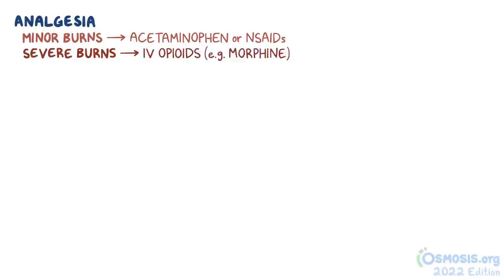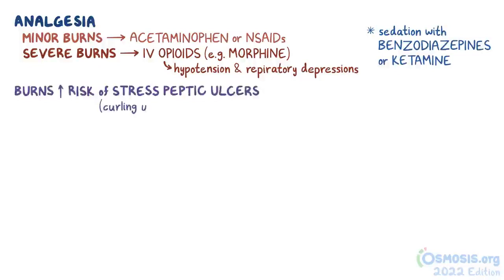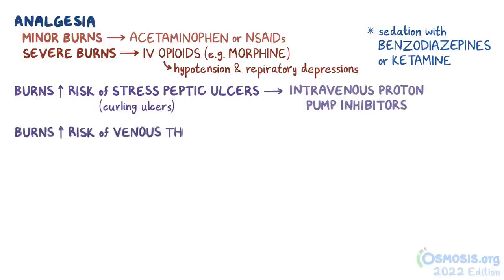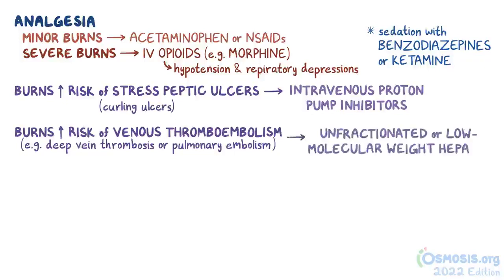However, a challenging balance should be maintained because opioids can cause hypotension and respiratory depression, side effects that we don't want in burns. Additionally, sedation with benzodiazepines or ketamine can be initiated to ease taking care of the wounds. Because burns increase the risk of stress peptic ulcers, or curling ulcers, intravenous proton pump inhibitors are given. The risk of venous thromboembolism, such as deep venous thrombosis or pulmonary embolism, is also increased in the setting of burns, and therefore, prophylaxis is instituted using unfractionated or low molecular weight heparin.